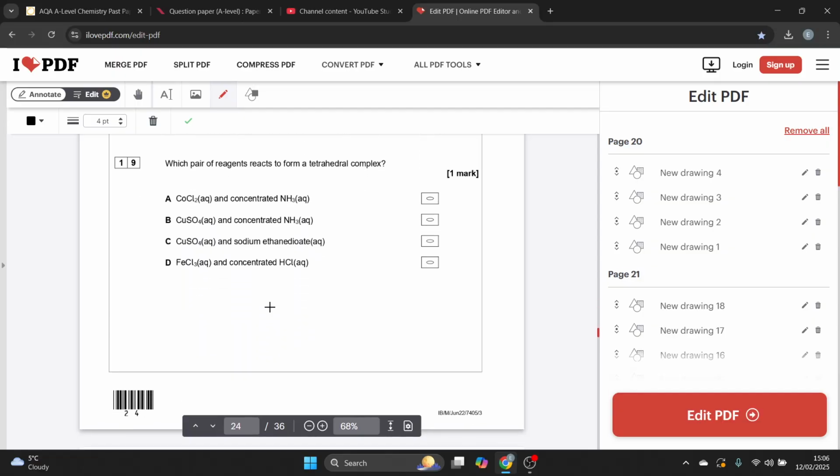Question 19. Which pair of reagents react to form a tetrahedral complex? You definitely know that. It's going to be this one: FeCl3 and concentrated HCl, aqueous.